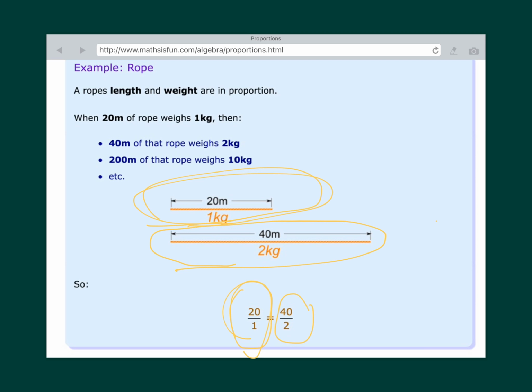20 over 1, does it equal 40 over 2? So let's see. 20 times what would give me 40? 20 times 2. So does 1 times 2 give me 2? Yes. These items are proportional.